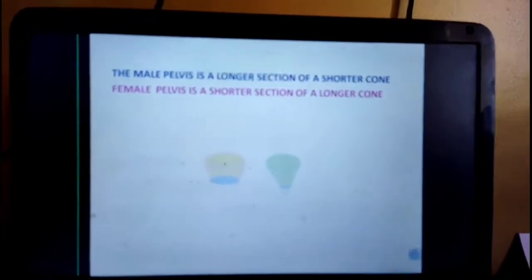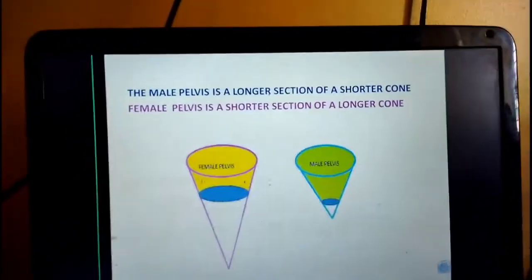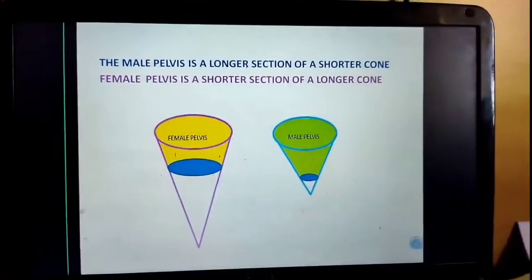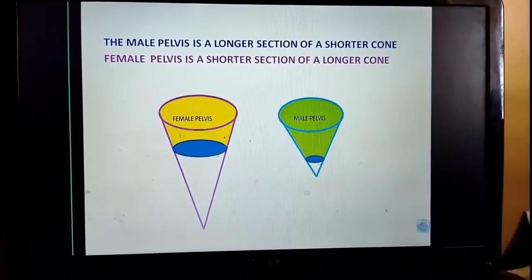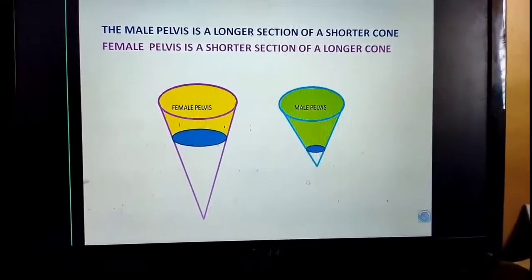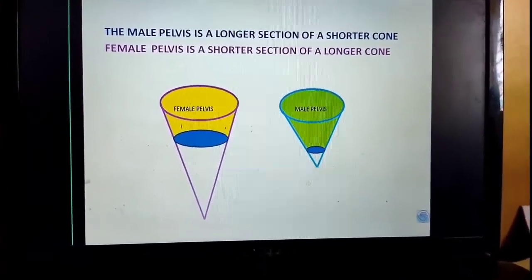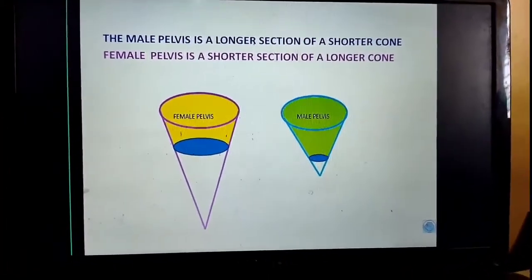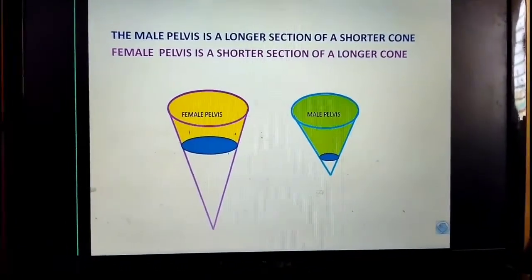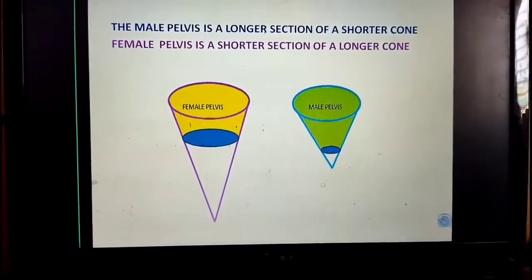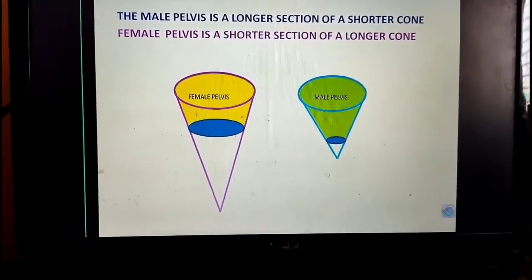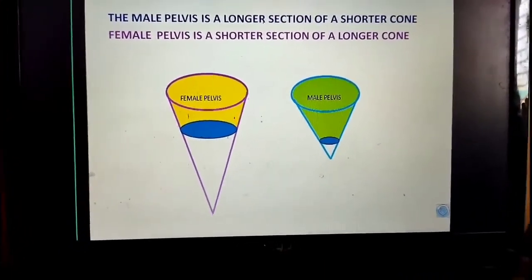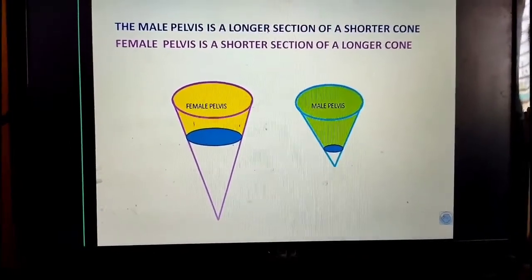Now, just an important point that you have to keep in mind: the male pelvis is a longer section of a shorter cone and the female pelvis is a shorter section of a longer cone. Now, this is depicted in the diagram. The male pelvis, you see, is a longer section of a shorter cone, and the female pelvis is a shorter section of a longer cone.